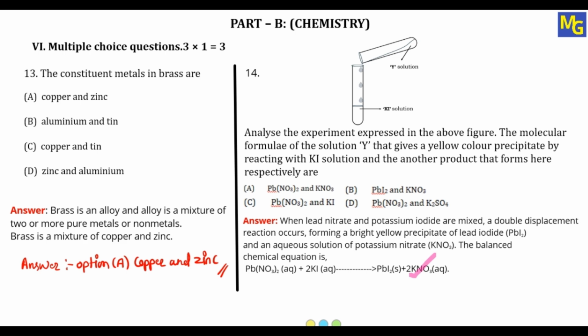So we will write the answers. Write down answer. Option A, and here the options are Pb(NO3)2, that is lead nitrate, and one more is KNO3, that is potassium nitrate. So this is the answer. We'll move with the next question.